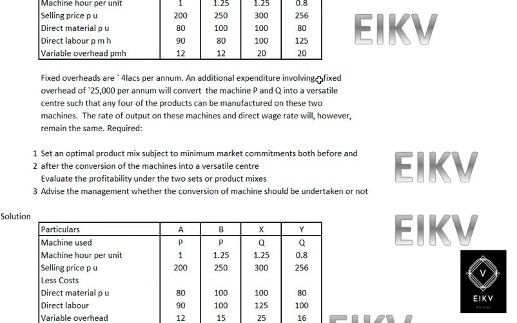An additional expenditure involving a fixed overhead of rupees 25,000 per annum will convert the machines P and Q into versatile machines such that any of the four products can be manufactured on these two machines. The ratio of the output on these machines and the direct wage rate will however remain the same.